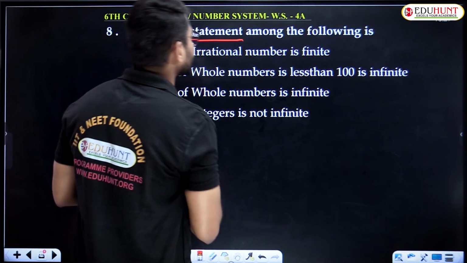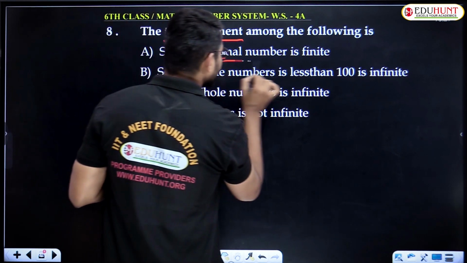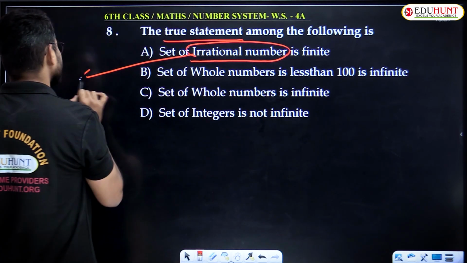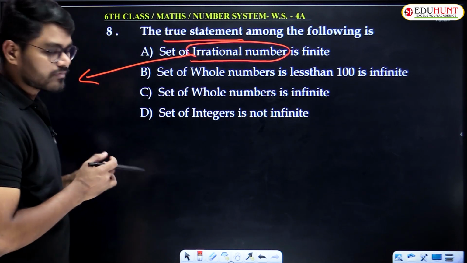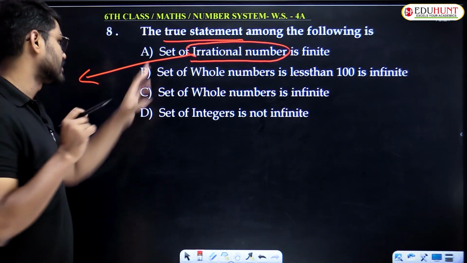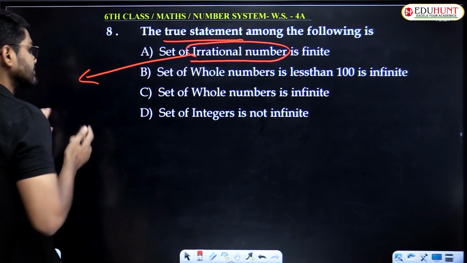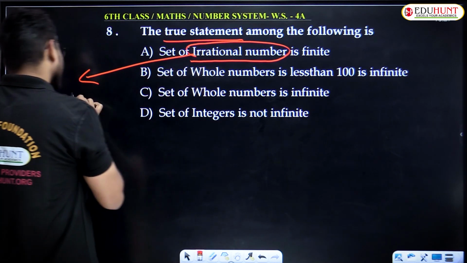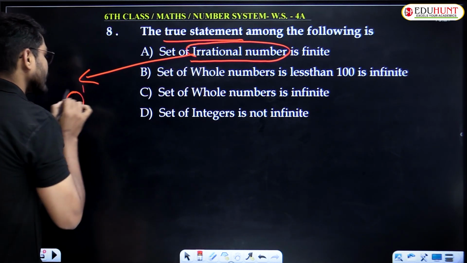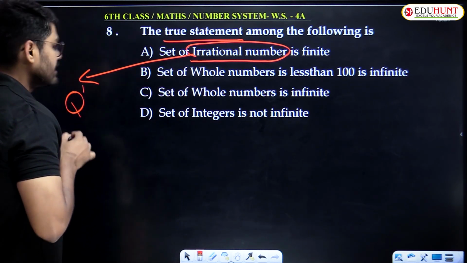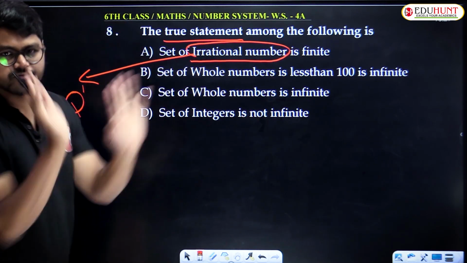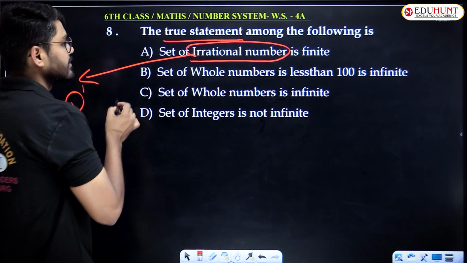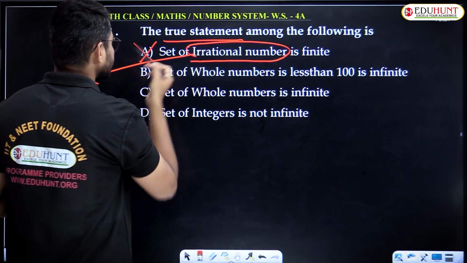Set of irrational numbers is finite. What are irrational numbers? Irrational numbers are nothing but the numbers which are not rational. The numbers which are not rational are called irrational numbers. Okay, students. Now see, irrational numbers are denoted by Q dash. Are these finite? No, irrational numbers are infinite. Okay, that means this statement is wrong.